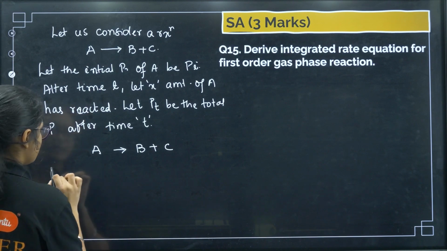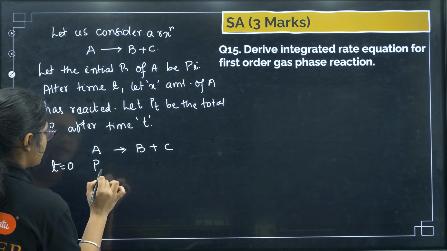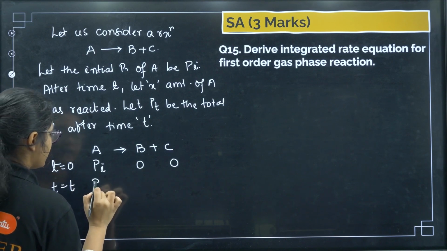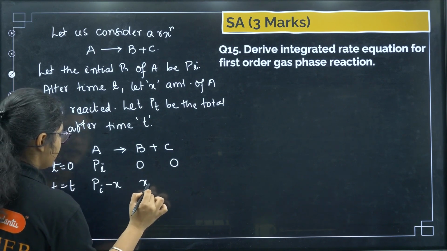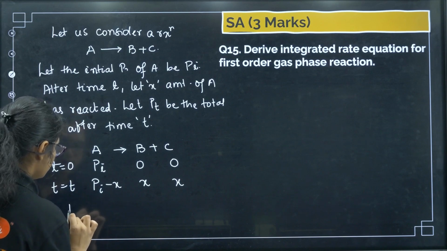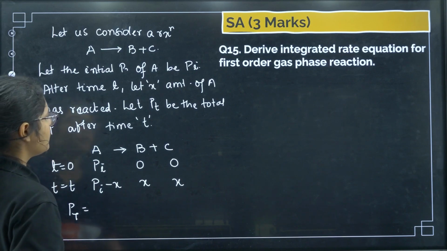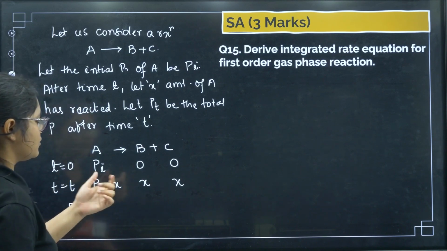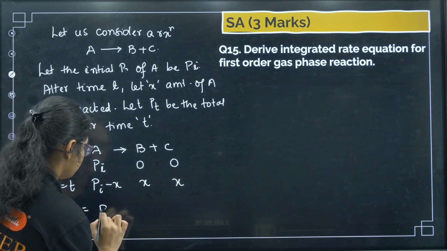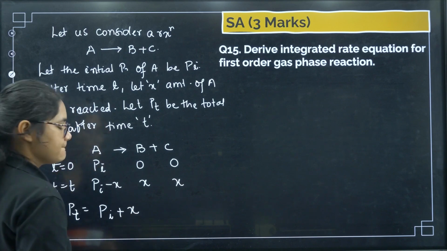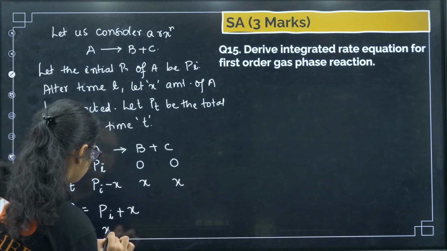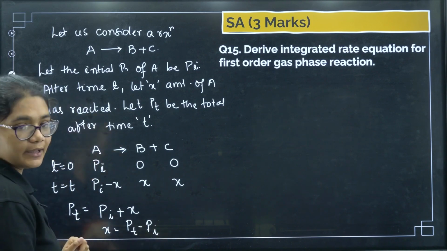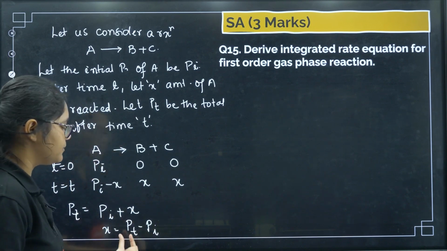Initial pressure at t equal to 0 is Pi. This one is 0, this one is 0. At time equal to t, X amount has reacted, so Pi minus X, X and X. Then the total pressure, Pt, I will add all this, it will give Pi plus X. What is the value of X here? X is equal to Pt minus Pi.